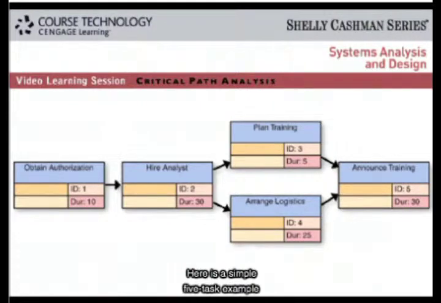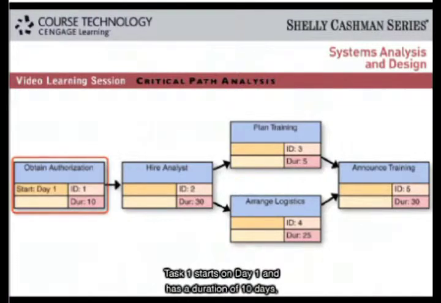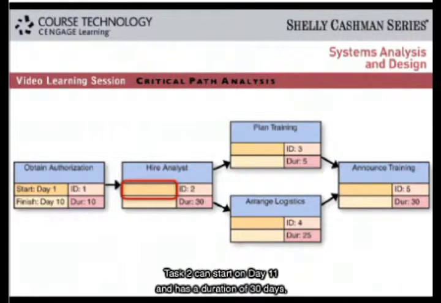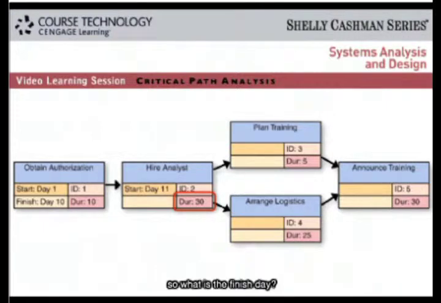Here is a simple 5-task example that uses all 3 task patterns. Task 1 starts on day 1 and has a duration of 10 days. So it finishes on day 10. Task 2 can start on day 11 and has a duration of 30 days. So what is the finish day? Right, day 40, not day 41.